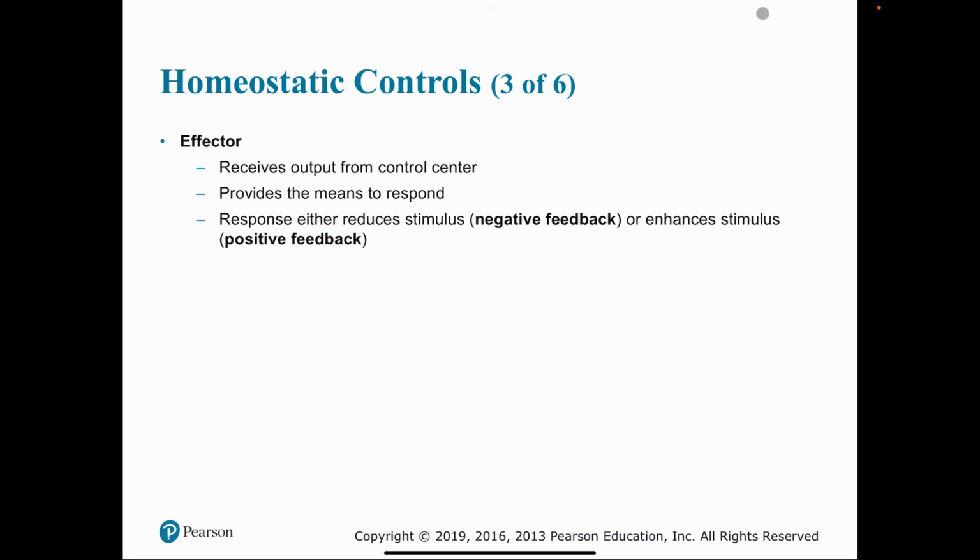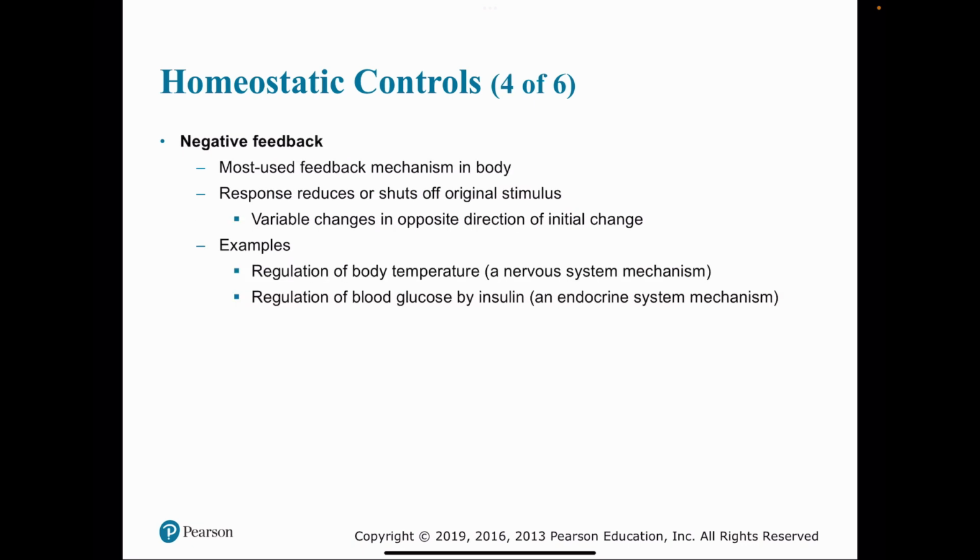So that control center is then going to talk to the effector, which is receiving input, again, from the control center. The effector is going to relay some sort of a response. So it's going to provide the means to respond, and then this results either in the reduction of that original stimulus, this would be known as negative feedback, or it will enhance that original stimulus to further push that stimulus along, and this would be positive feedback. Now, between the two, we're going to see an overwhelming negative feedback compared to positive feedback.